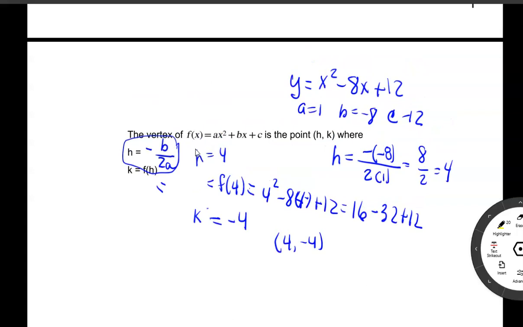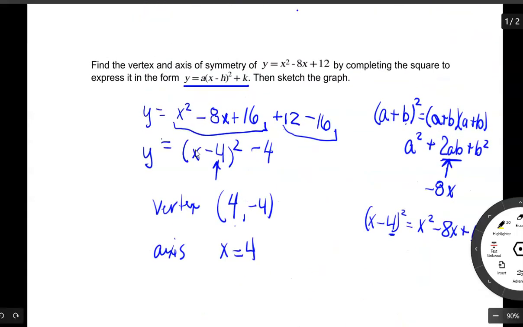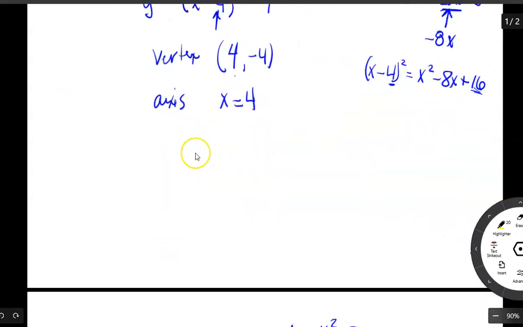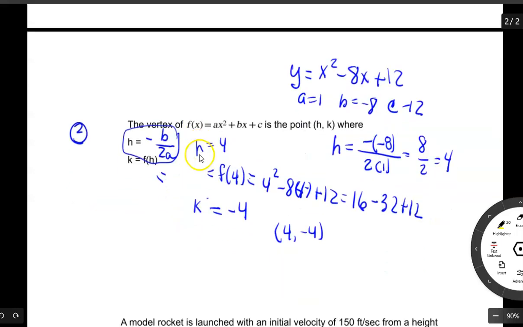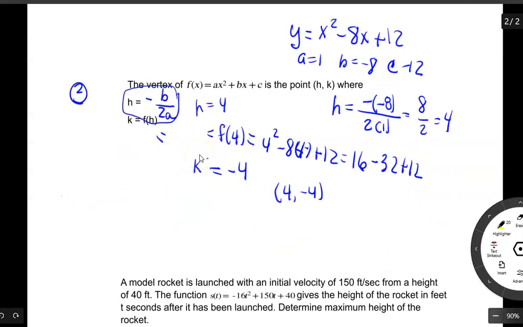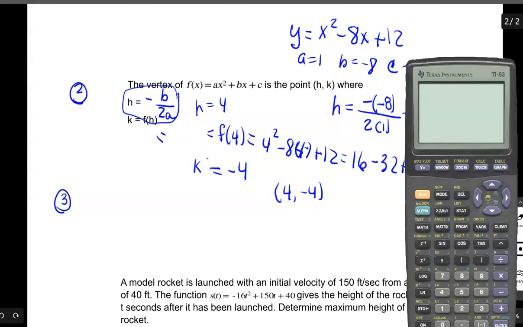Okay, let's do one more way. So ways to find the vertex. Here's one, is completing the square. And then we did 2, which was using the formula. There's actually a third one I want to show you, and I'm going to do that with this sample problem before we move on to the word problem. And that is to graph it on your calculator.